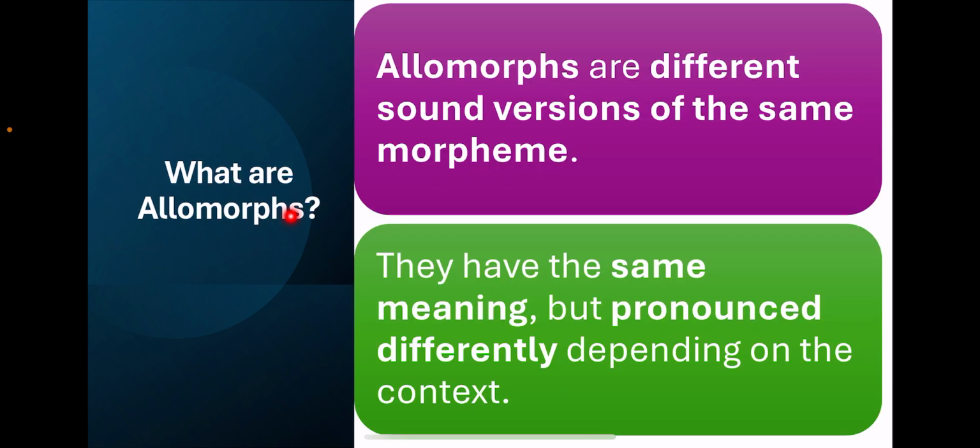Now, what are allomorphs? Allomorphs are different sound versions of the same morpheme. One morpheme can have different variations, different versions. These different versions are known as allomorphs. For example, we have the sound p. When p is used in the beginning, it has a puff of air. When p is used in the middle, the puff of air reduces, while at the end we don't feel any puff of air. So we have three allomorphs of the phoneme p. They have the same meaning but are pronounced differently depending on the context.